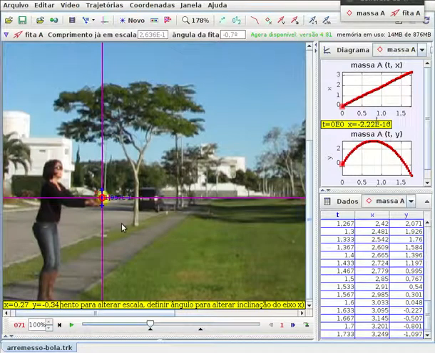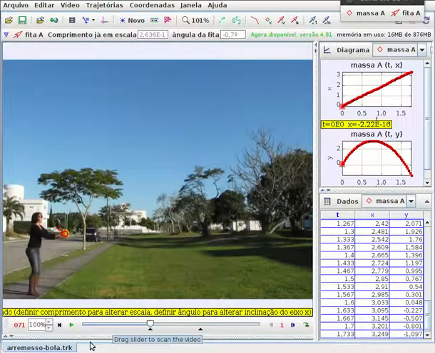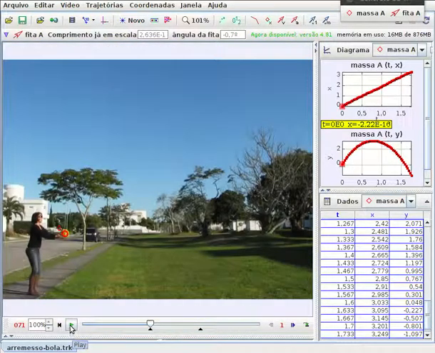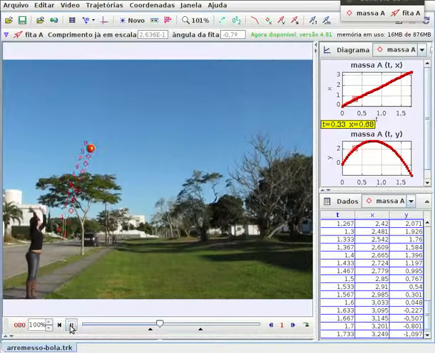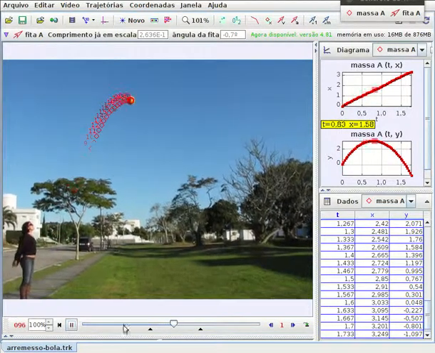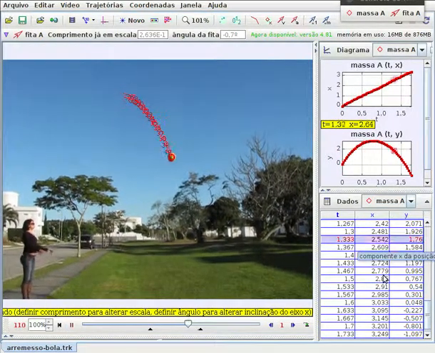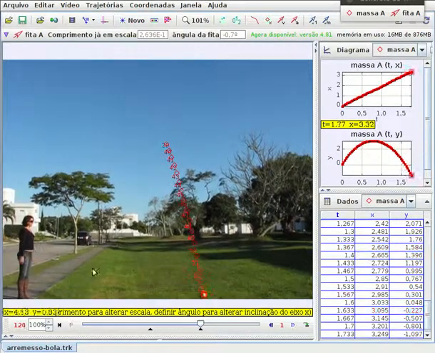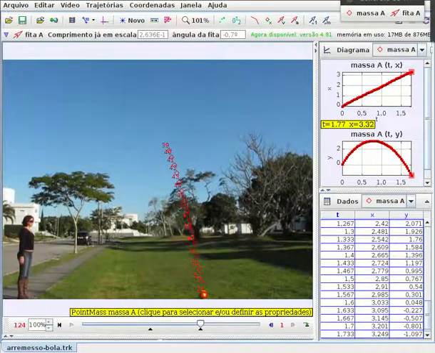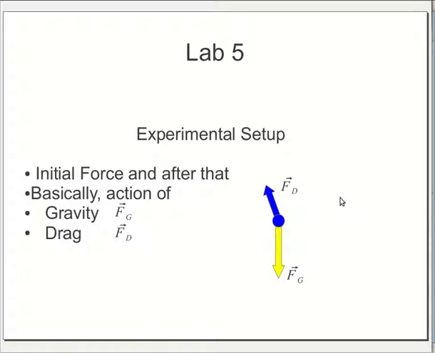Using the software Tracker, we set up the calibration length and also the reference axis. The movement of the ball was manually tracked frame by frame, and the X and Y positions were collected in a CSV file. In this experiment, we have the application of an initial force, and after that, basically the action of gravity and drag.